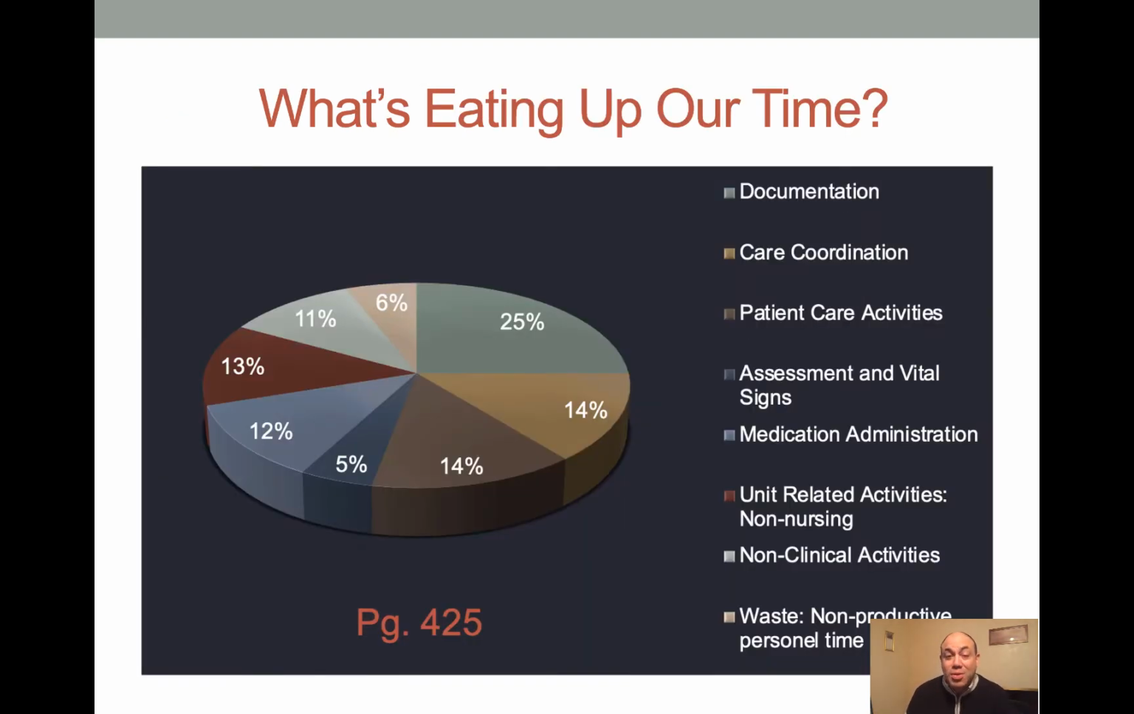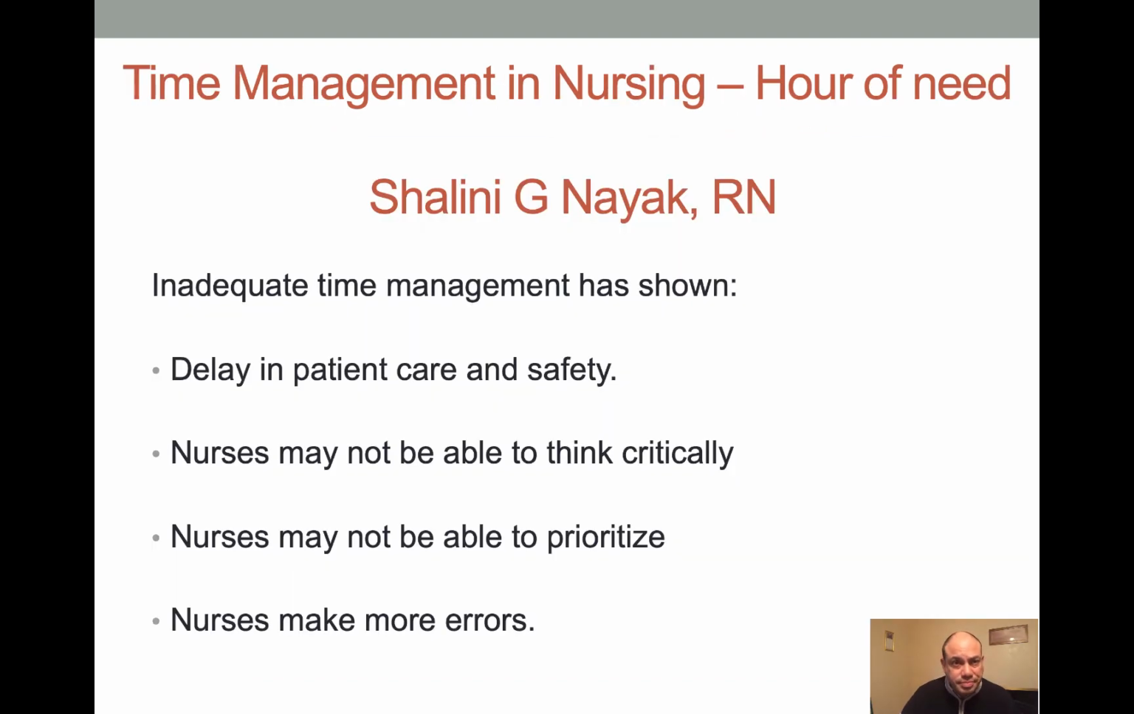And the question is, what's eating up our time? In our textbook on page 425, of course, for nurses, documentation. You spend about 25% of your time doing that. Care coordination and patient care activities, about 14% each. Assessments, about 5%. Medication administration, about 12%. Other unit-related non-nursing activities, about 13%. Non-clinical activities might be about 11%, and then wasted time is 6%. These are estimates.